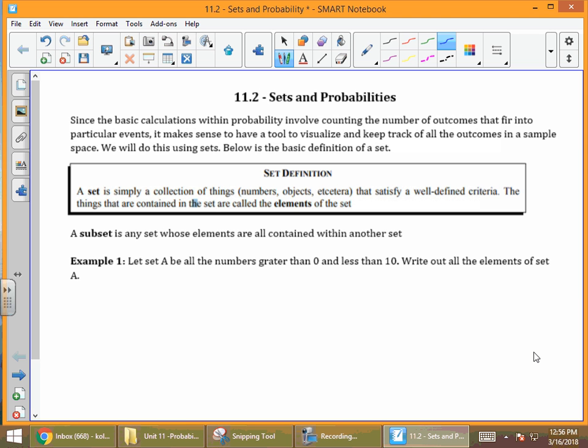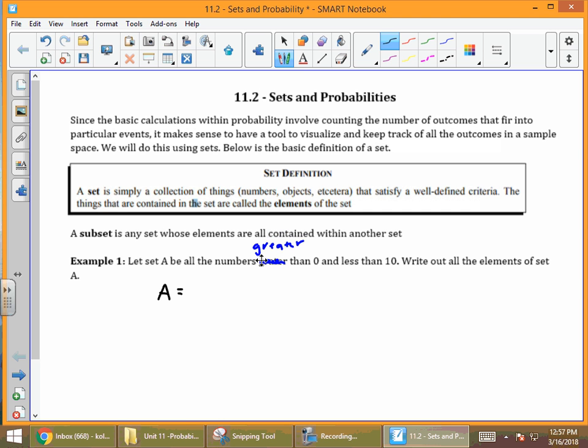It says let set A be all the numbers greater than 0 and less than 10. Write out all the elements of set A. Well, they said our set name was A, so I'm going to write A. And then I'm going to write all the numbers that fit that criteria, which is all the numbers between 0 and 10. So are 0 and 10 going to be included in our set? Is it all the numbers in between them?